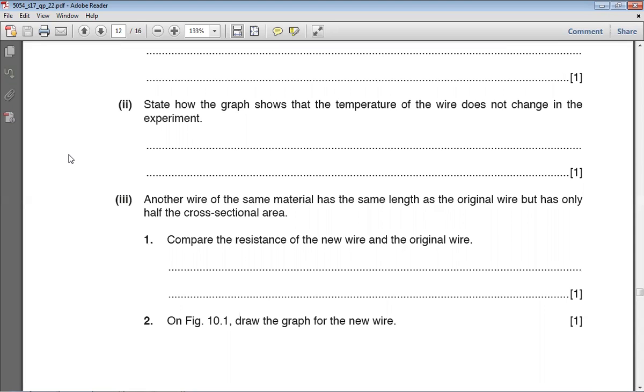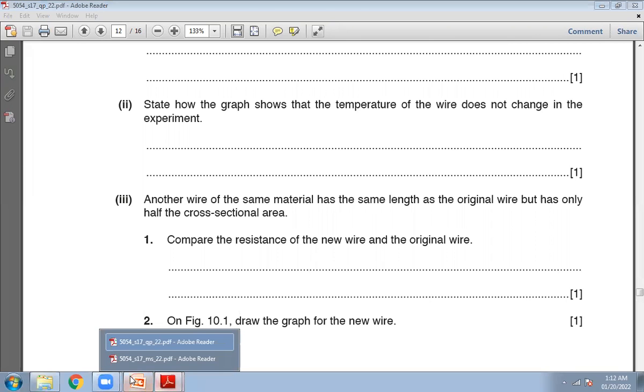And when something obeys Ohm's law, the physical conditions of that thing do not change. So it means that its resistance is not changing, which means its temperature is not changing. So let me show you my answer.